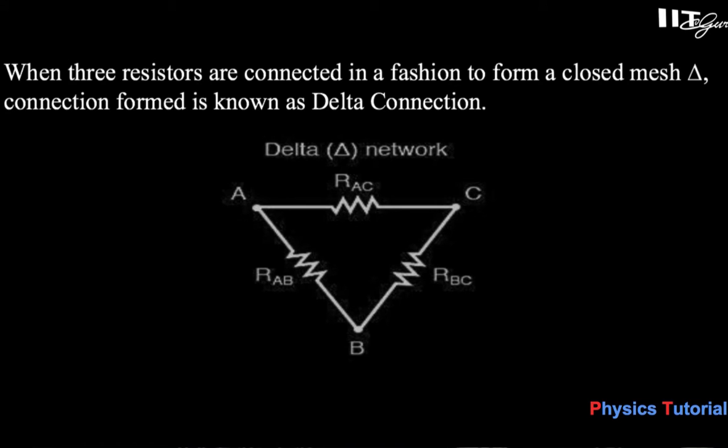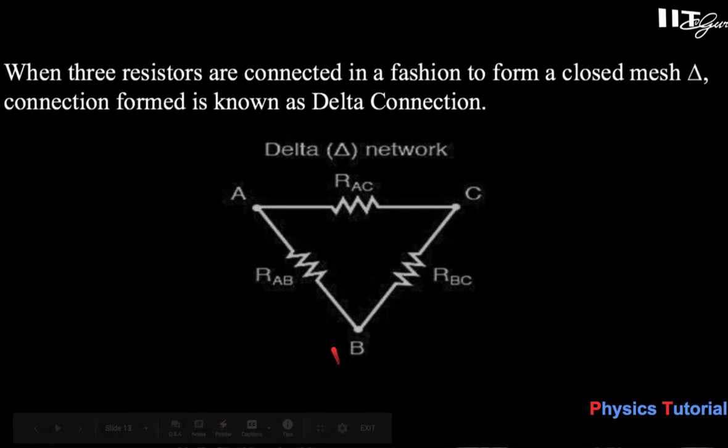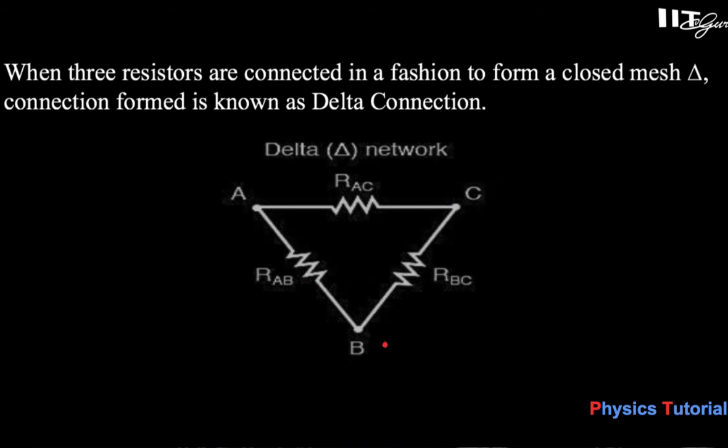Now, what is a delta connection? When three resistors are connected in the form of a closed mesh, delta meaning triangle, the connection formed is known as a delta connection. The delta network is here like A, B, C. A triangle is there. Between AB, resistance RAB is there. Between BC, resistance RBC is there. Between CA, resistance RAC is there. Here, RAC is the resistance connected between A and C. So this is a delta connection. Obviously it is in triangle form.